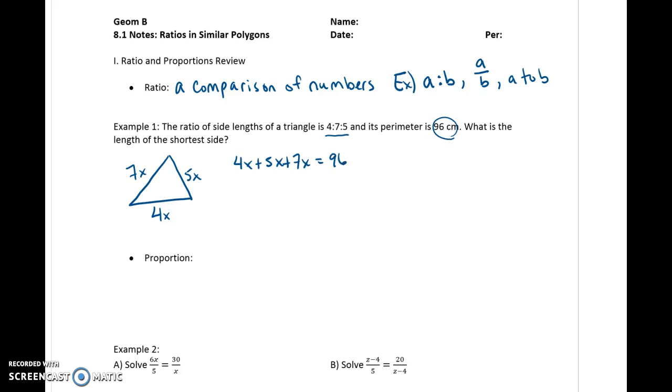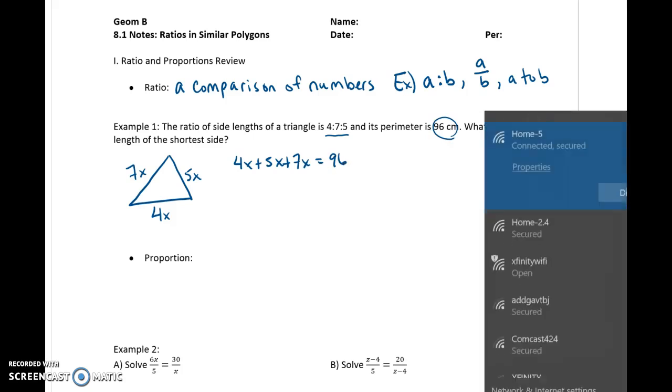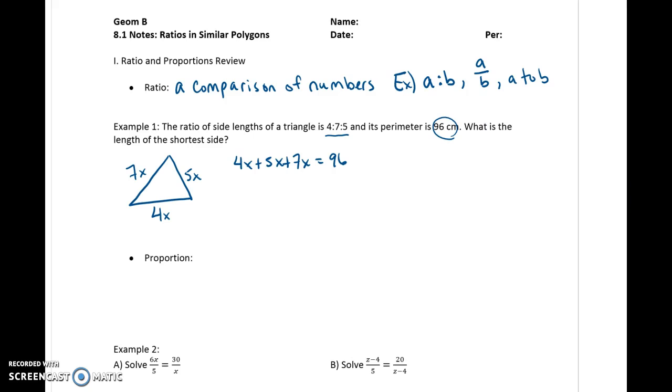So again, we're basically using 4 to 7 to 5 as some multiplier that we're multiplying to some base value x. So again, we can say that perimeter is 15, 28, whatever. It's still the same thing. 4x plus 5x plus 7x equals 96. So we can go ahead and solve that. So 16x equals 96 to get x equals 6.